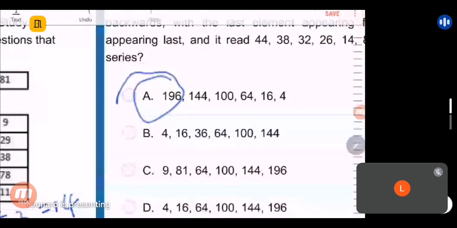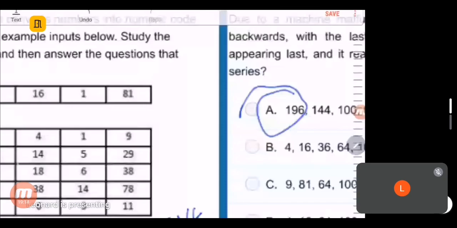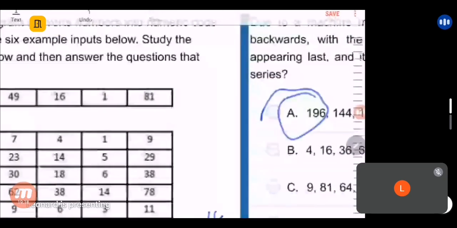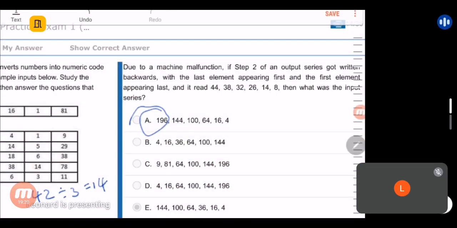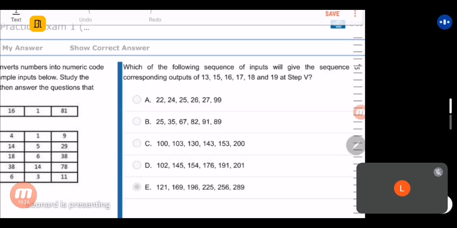Assuming we have 196, we can start separating it again. But it's only one that is 196. All right, let's look for another question. Is this also a question?